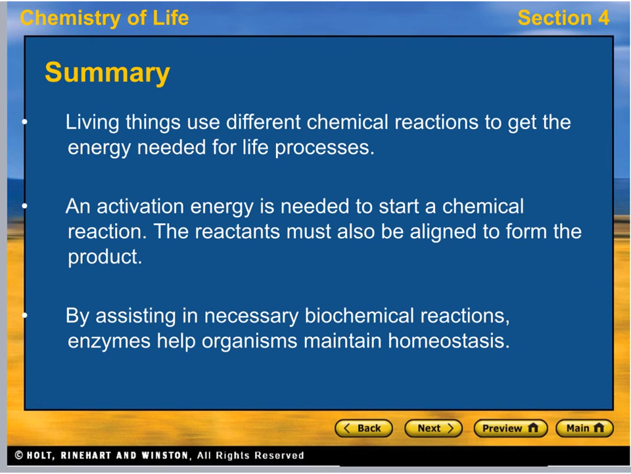To summarize the part 1 and part 2 videos, living things use different chemical reactions to get the energy needed for the life processes, and activation energy is needed to start a chemical reaction. The reactants must also be aligned, or have the orientation, to form the product. And by assisting in necessary biochemical reactions, enzymes are going to be able to help organisms maintain homeostasis.